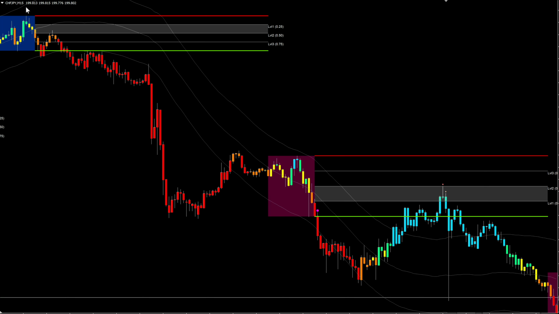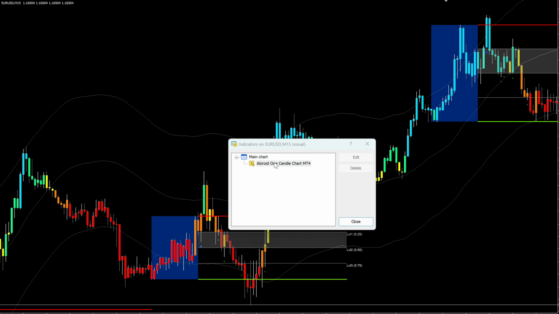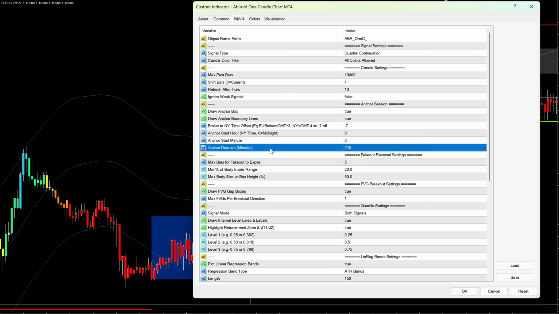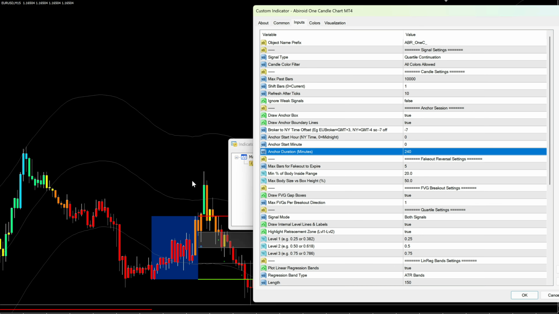Now, different pairs will give you different results over different time periods. The time which we have here, New York time 0 midnight, that is where this box starts, and its duration is 240 minutes, meaning 4 hours. That would be 4 a.m. So around 3 a.m., that's when our London session starts. And after some time, once the New York and London overlap, that is when you get the most volatility, which is why this time works very well for euro dollar.